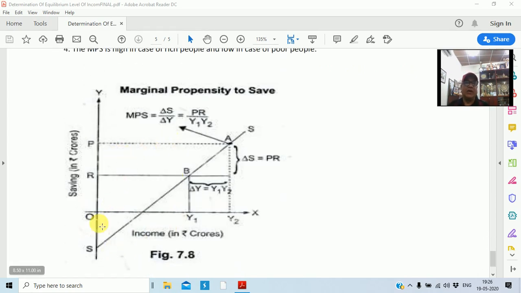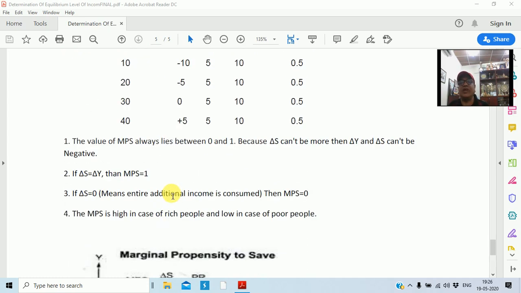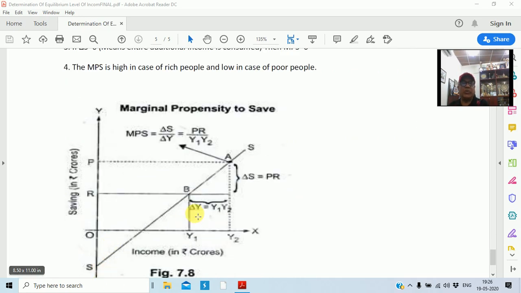See here. This is your consumption function. Saving function. Initially saving is negative, then 0, and then positive. Because of the direct relation between saving and income, it is upward sloping. Very simple. It is a straight line because who determines the slope? MPS, which remains constant. We have just seen MPS remains constant. That's why it is an upward sloping straight line.